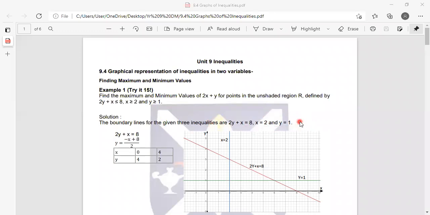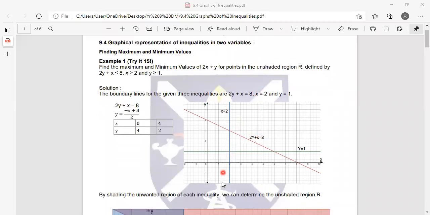Once I have the three border lines, I can draw these lines on a graph paper. Okay, so x equal to 2, y equal to 1 are special lines. X equal to 2 is a vertical line that passes through the x-axis at 2. Y equal to 1 is another special line, a horizontal line that passes through the y-axis at 1. Now, 2y plus x is a slanting line. For that, I need to have some points to be plotted to be connected to form a straight line.